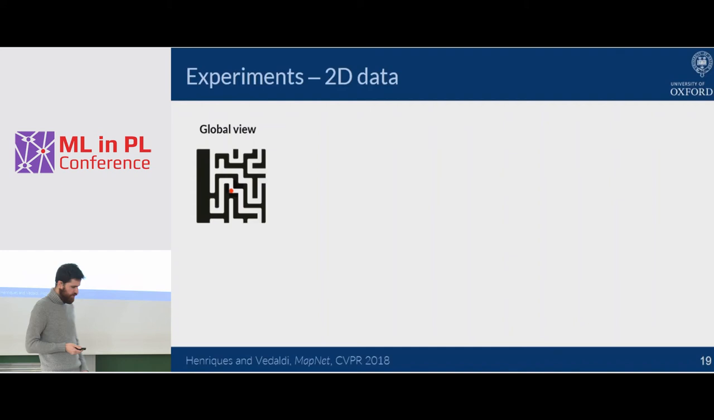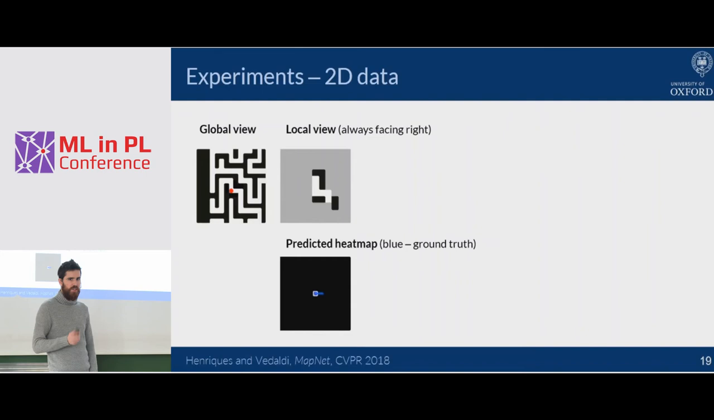This is a global view where the agent starts. And this is the first frame where you get this local view, as I said, always facing the right, because it's local. Everything that's gray is the things that you can see, and then there's walls and ground. At the bottom, you see the position prediction heat map. That's black for probability 0 and white for probability 1, and everything in between. And the blue thing is the ground truth, just for comparison. That's what you see on the first frame.